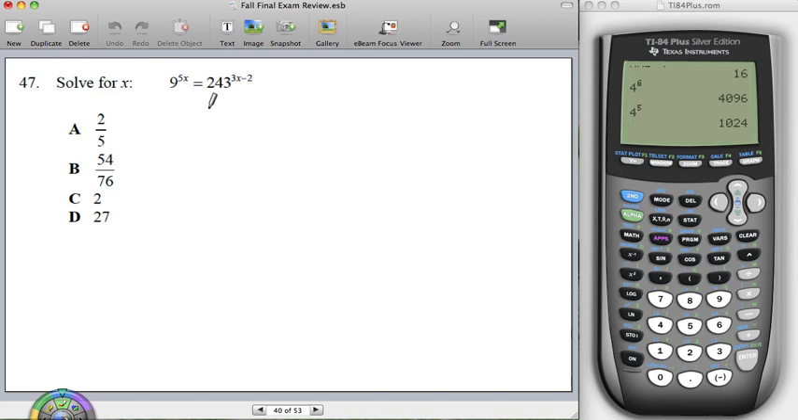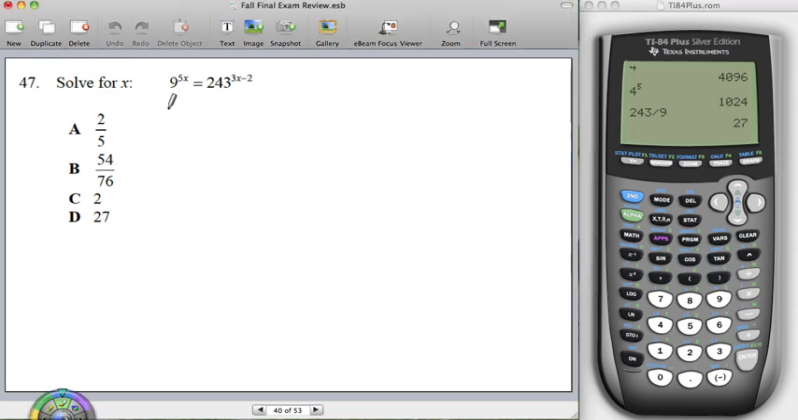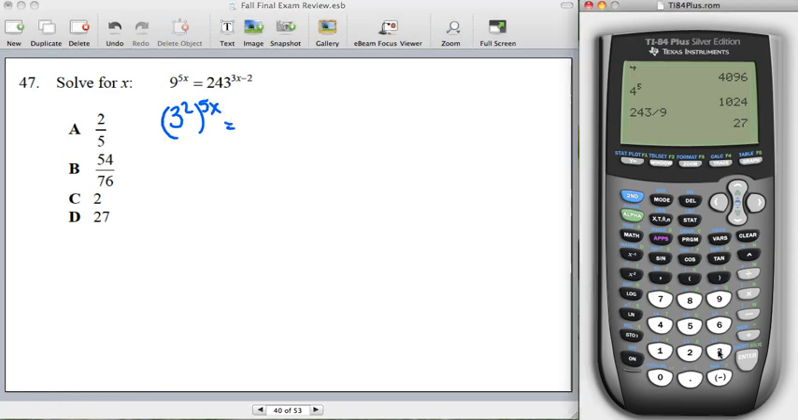This I can break apart. I don't think you can get 243 in terms of 9. Not fully in terms of 9, so I'm going to break apart both sides. So 9 I can write as 3 squared to the 5x. 243 I can write as 3 to the 5th.